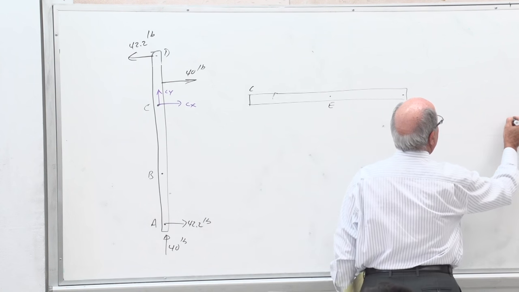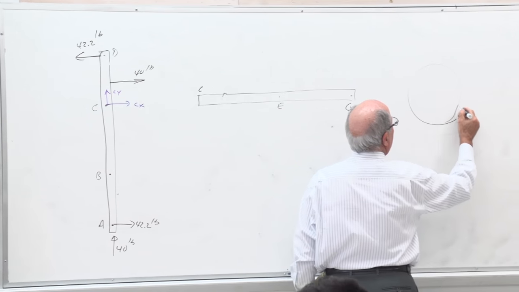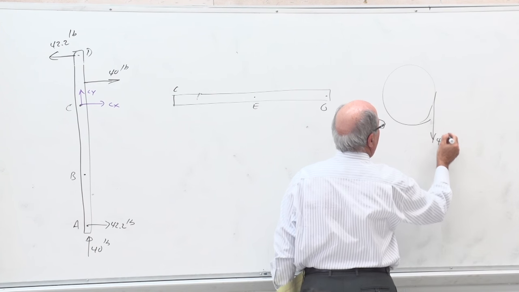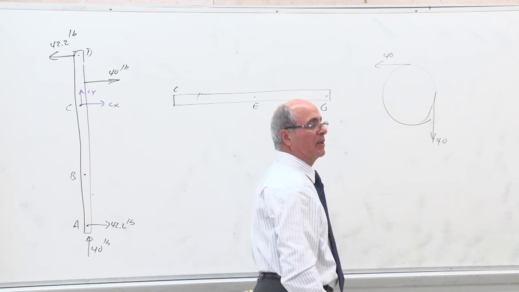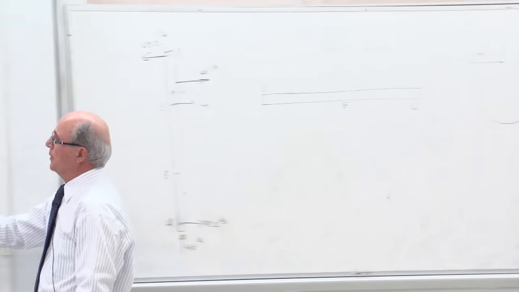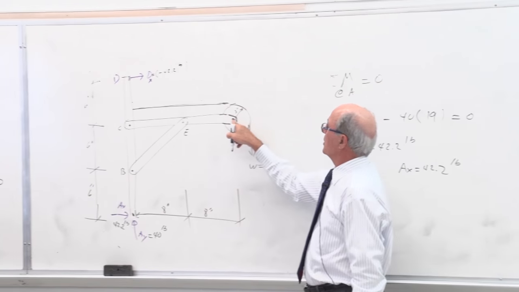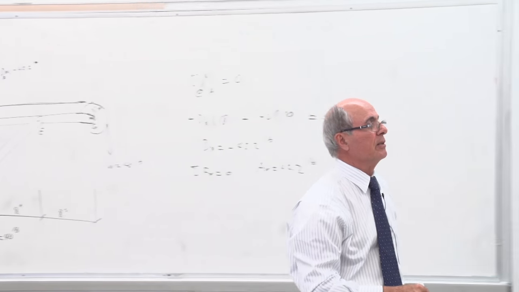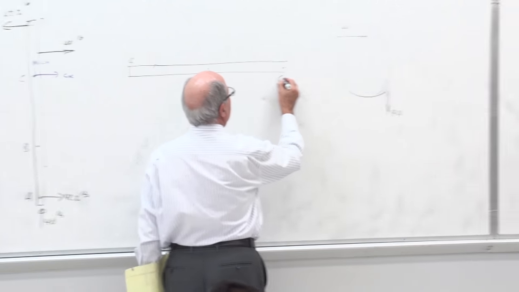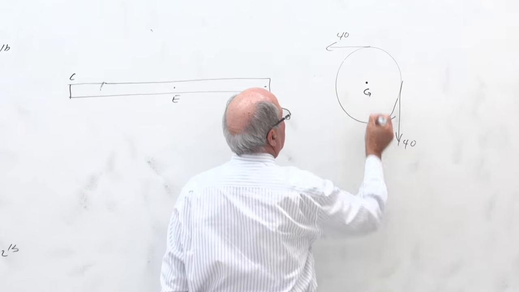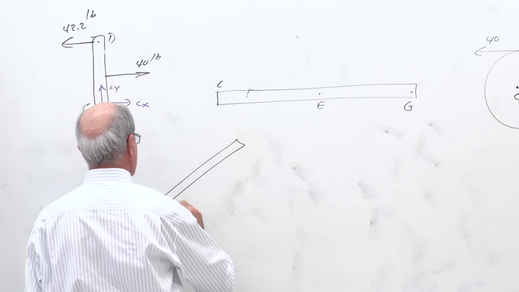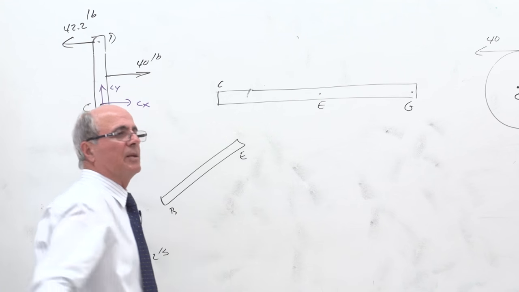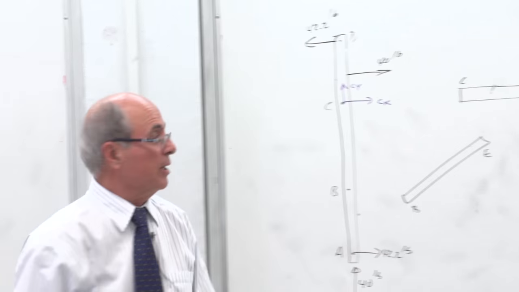Yeah, this is the pulley. 40, 40. Is that correct or not? Because when I cut the pulley, I have here one cable there. There is a G there. Is that correct or not? So the center of the pulley is G, and this is also G. So now, as I said, it's four members. And then there is a member here between B and E. Yes or no? Okay. What should I put?